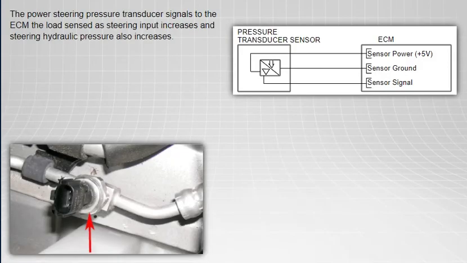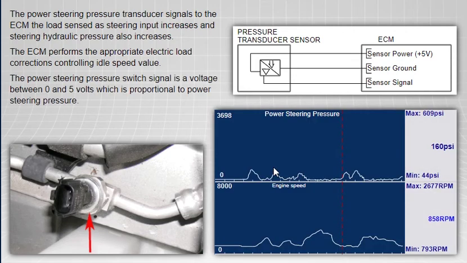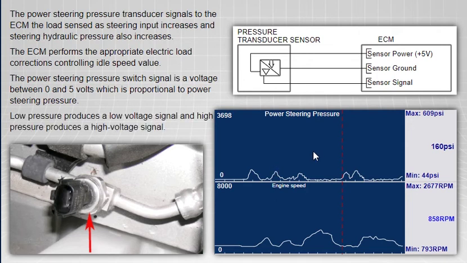The power steering pressure transducer signals to the ECM the load sensed as steering input increases and steering hydraulic pressure also increases. The ECM performs the appropriate electric load corrections, controlling idle speed value. The power steering pressure switch signal is a voltage between 0 and 5 volts, which is proportional to power steering pressure. Low pressure produces a low voltage signal, and high pressure produces a high voltage signal.